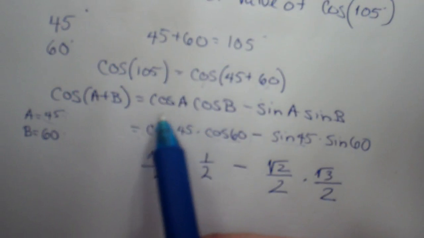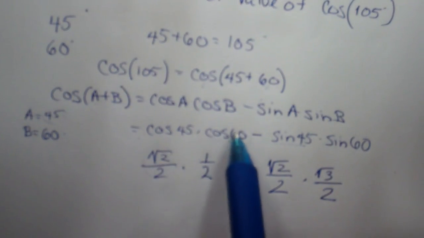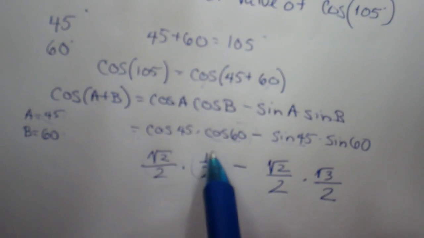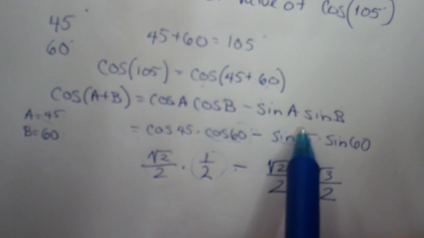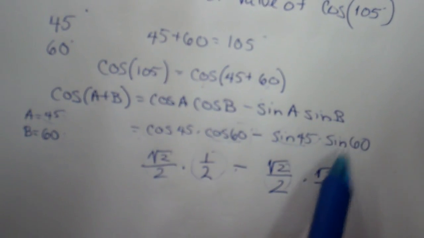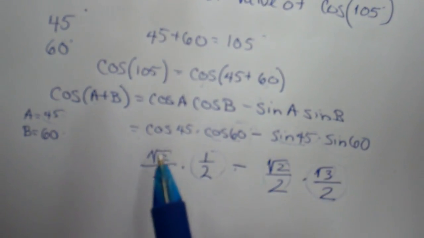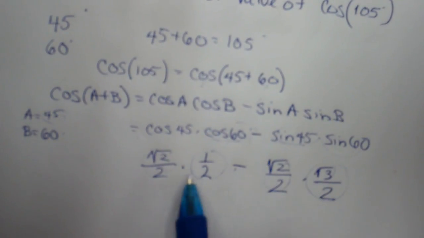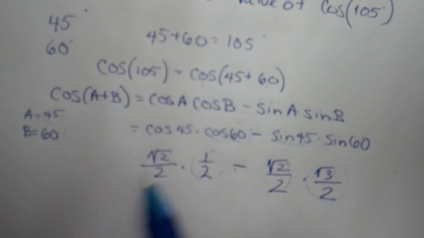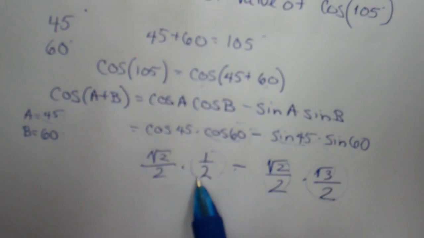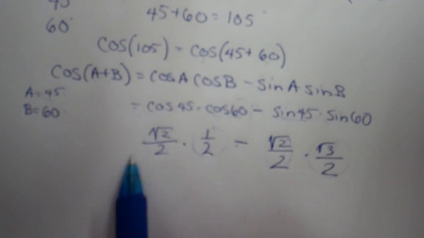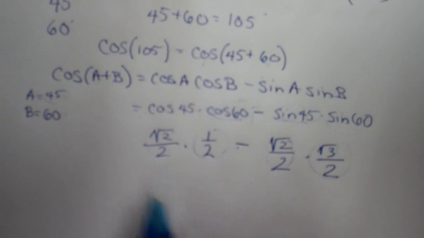We just substituted. The cosine of 45 is this. The cosine of 60 is this, minus. Sine of 45 is this, and the sine of 60 is this. These are values that you should have memorized from all the tables we've put together for these trig values of the special angles. Now that we have done the substituting, we have to do the simplifying.